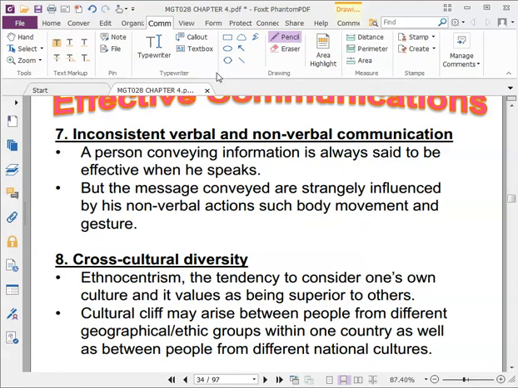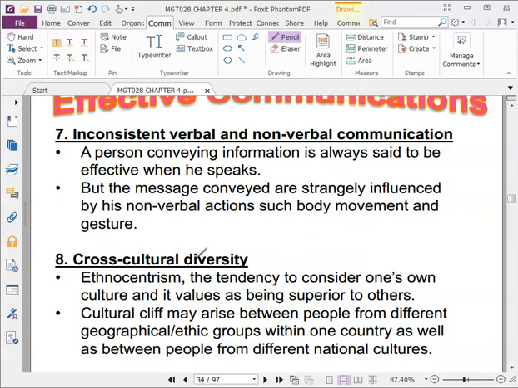Okay, sama juga kalau kita tengah bercakap, tiba-tiba kita terbatuk-batuk. Okay, that is inconsistent verbal. Maknanya, suara kita tu tak akan keluar dengan jelas. Okay, tersekat-sekat. So that is also the barriers for effective communication. Okay. Boleh? Kelas? Jelas ke tidak?